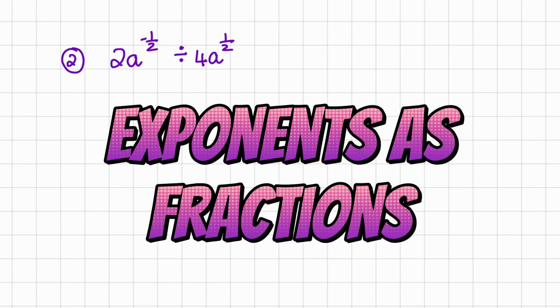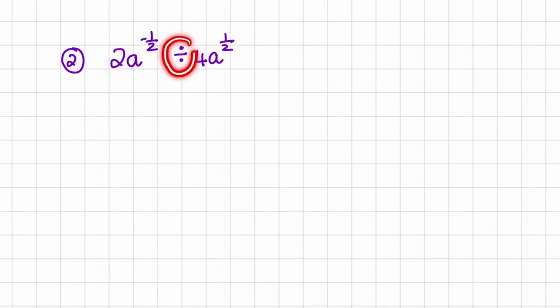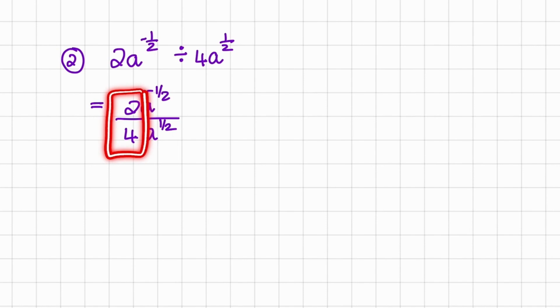In this example, we have 2a to the power of minus a half divided by 4a to the power of a half. And if I rewrite this as a fraction, it will be 2a to the power of minus a half over 4a to the power of a half. Now I can divide the coefficients of one another. So 2 over 4 would simply become 1 over 2, or a half. So that is equal to 1 half.